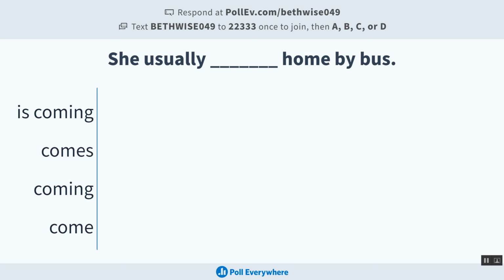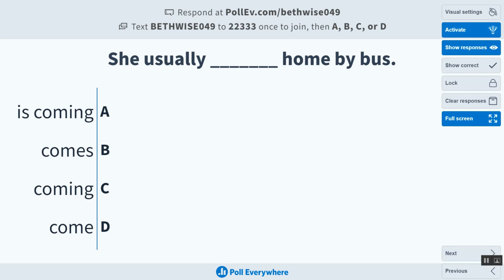All right, she usually. So usually, this is a signal word that we're going to use for present simple, because usually is a routine. It's something that she does often, not necessarily right this moment. So we need to use present simple. So what would our answer be? She usually comes.